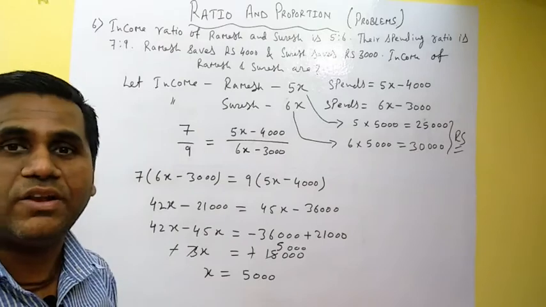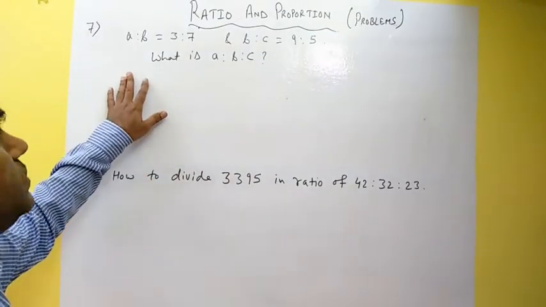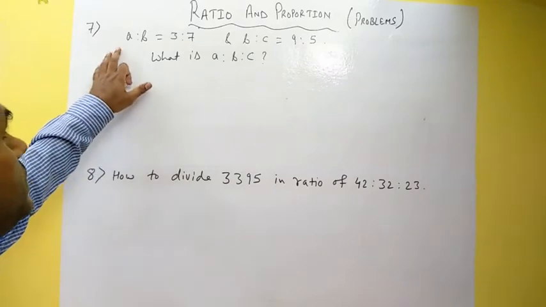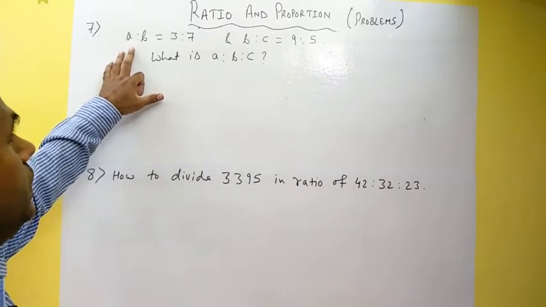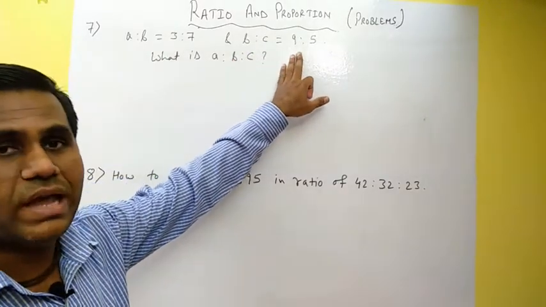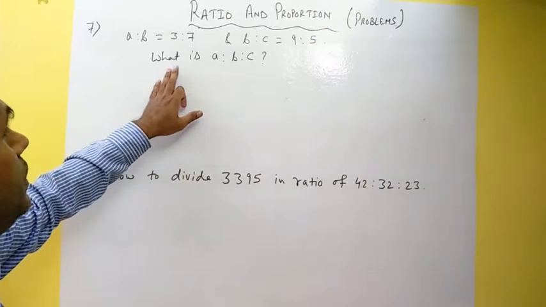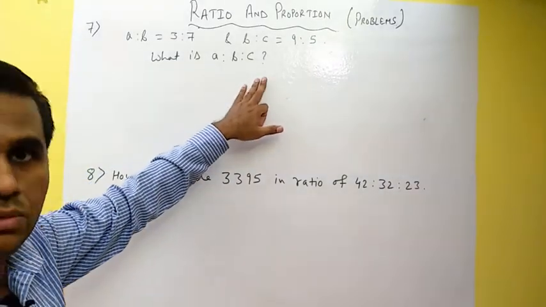Now let us solve another problem. Here I am ready with the next problem, friends. Problem number 7: A is to B is equal to 3 is to 7 and B is to C is equal to 9 is to 5 is given. So we have two ratios. Find a single ratio which is A is to B is to C.